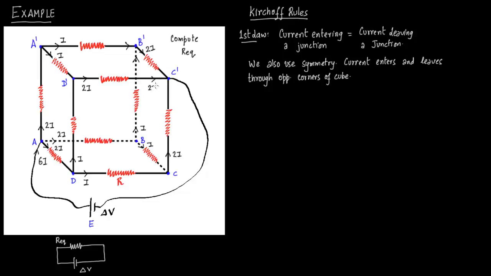So finally, at junction C prime, you will have 6I coming out of it because you have 2I coming from B prime, 2I coming from D prime, and 2I coming from C. So 6I comes out of it. So we have used the first law and we have used symmetry to allocate current flowing through the cube. Now once we have done this, everything else is really simple.